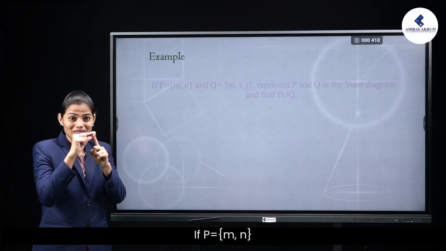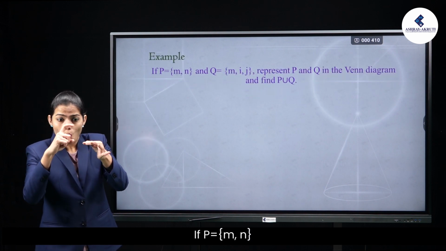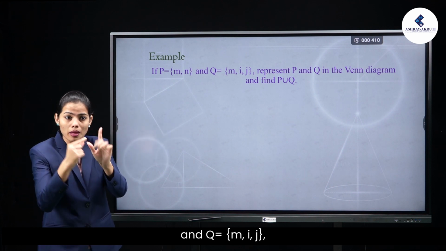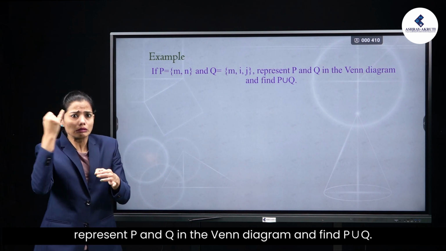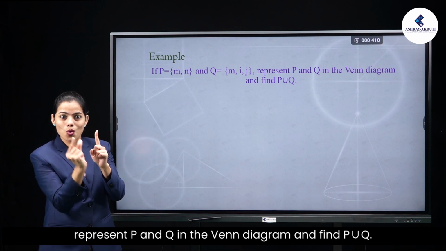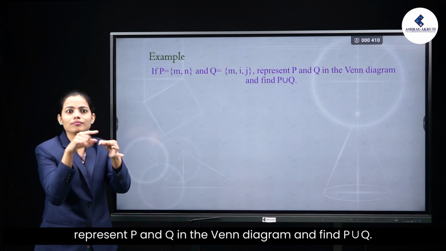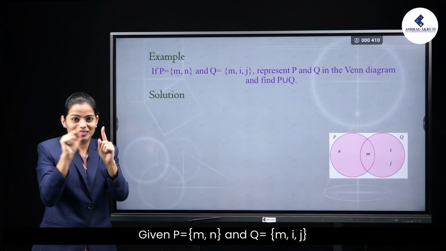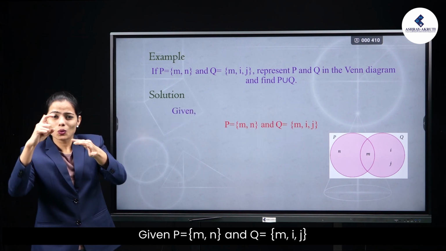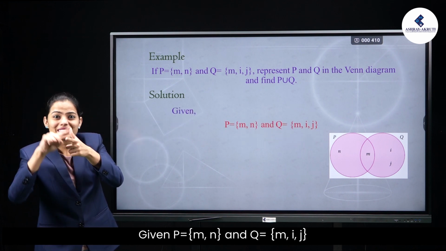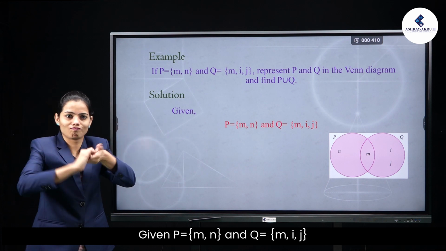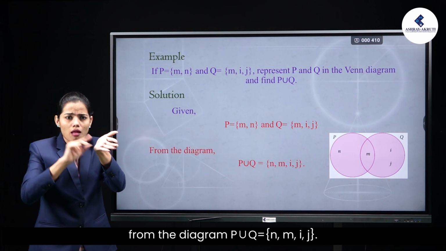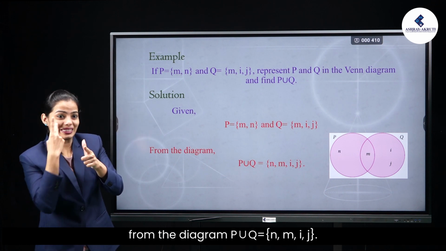Example: if P = {M, N} and Q = {M, I, J}, represent P and Q in the Venn diagram and find P union Q. Solution: given P = {M, N} and Q = {M, I, J}. From the diagram, P union Q = {N, M, I, J}.